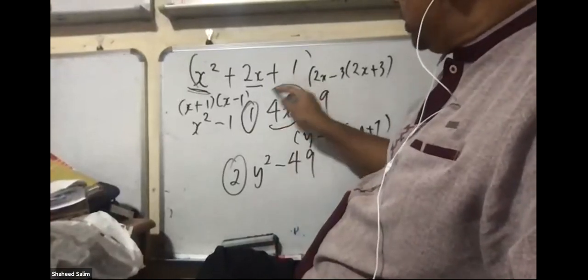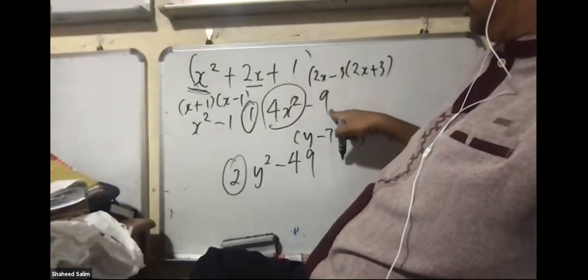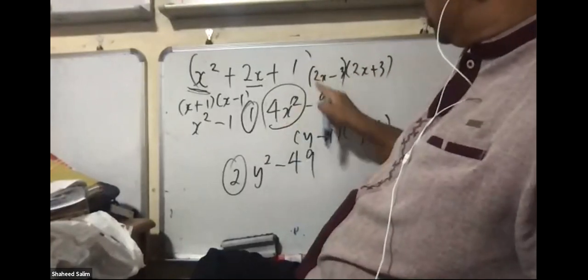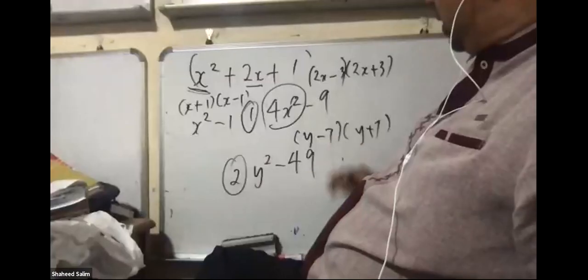What's the square root of this? Square root of 4 is 2. Square root of x squared is x. Square root of 9 is 3. Do you notice this? So I can square root it. I just put plus and minus. I can square root this y, square root this, I think.